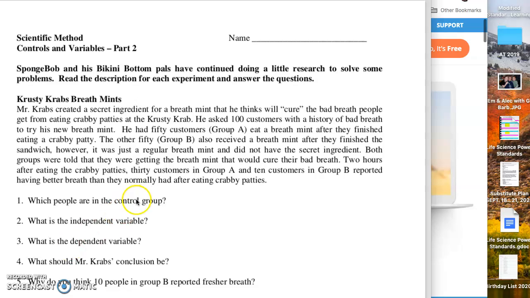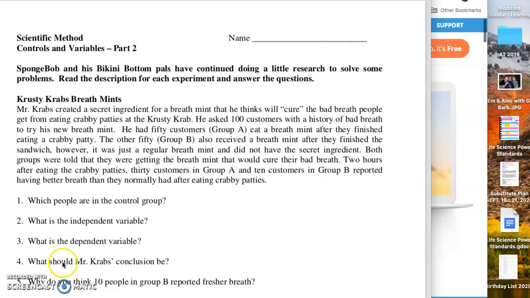And then they ask you where the control group is, where the independent variable, dependent variable, and what should Mr. Krabs' conclusion be, and why do you think 10 people in group B reported fresher breath? So again, the control group is something that stays the same or that you are comparing whatever is being tested to. The independent variable is the thing that you are changing, you're in control of. I'm not going to give you the answer there, but what are they testing? The dependent variable is what is changing because of the thing that you are testing.